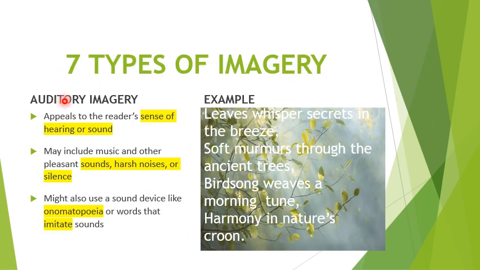The next one we have is auditory imagery. Auditory imagery appeals to the reader's sense of hearing or sound. It may include music and other pleasant sounds, harsh noises, or silence. It might also use a sound device like onomatopoeia, or words that imitate sounds.